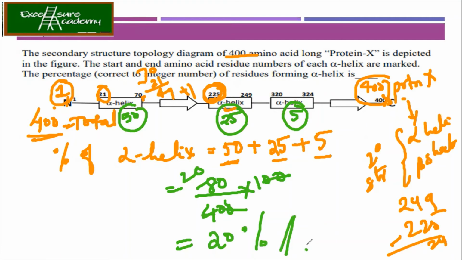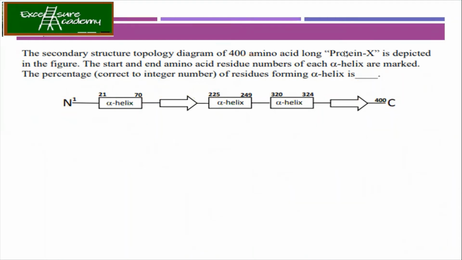But if you see a question like this, you might panic. The answer is very simple. Just calculate the number of amino acids present in the alpha helix, divide by the total number of amino acids, and multiply by 100. You will get the percentage of alpha helix. Is it clear to everyone now? Okay. Now next question.